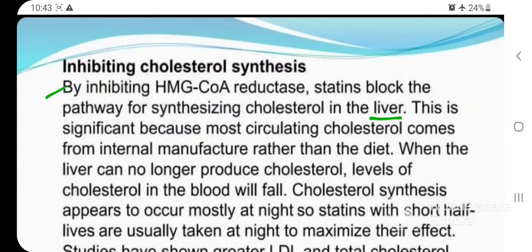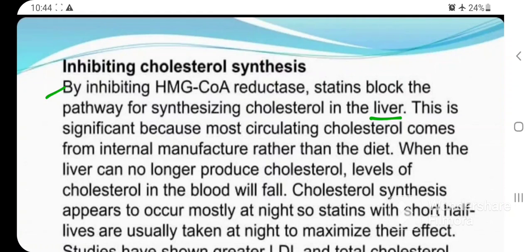This is significant because most circulating cholesterol comes from internal manufacture rather than the diet. Most cholesterol, like triglycerides, comes from internal sources, such as skeletal muscles, bones, or the liver, where cholesterol gets synthesized, and very little from the diet.